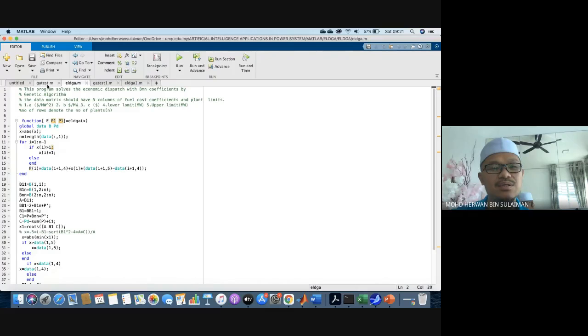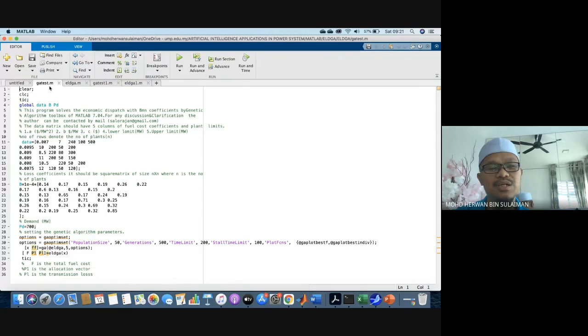First, this is the main file. GA test is the main file. Okay, this one is using MATLAB 7, no problem. And the data is, I think, obtained from Hadith Sadat. So this is the row, right? And this is the column. Column number 1 represents the coefficient A. Column number 2 represents B. Column number 3 represents C. Column number 4 is the lower limit. Column number 5 is the upper limit, and the rows denote the number of plants.